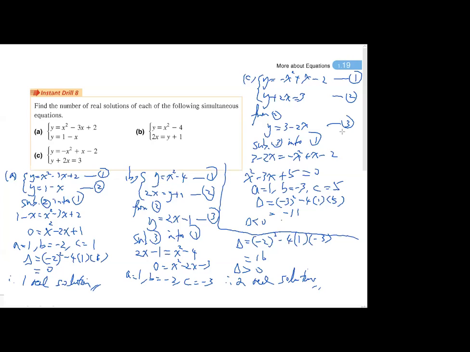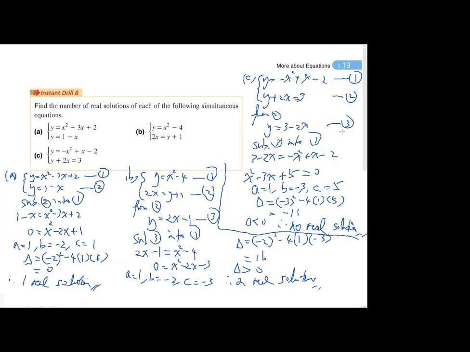Okay, and then this is case 3. Case 3, the conclusion is that there is no real solutions. Okay, let me write it properly first. There should be no real solution.